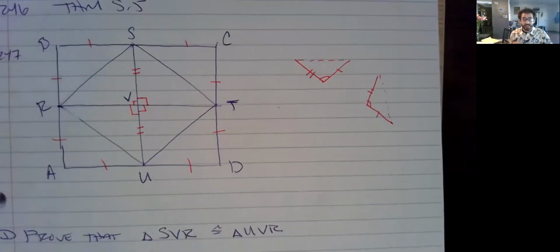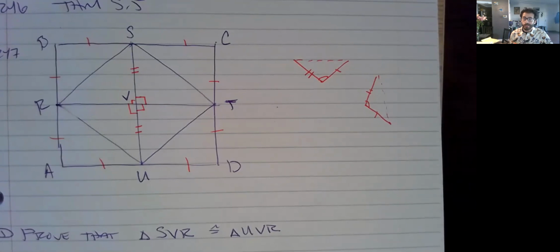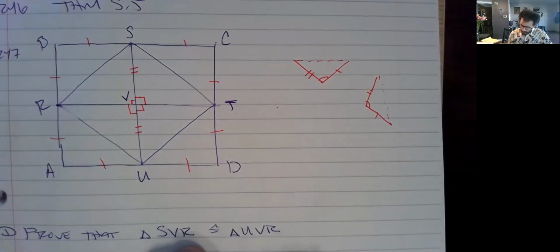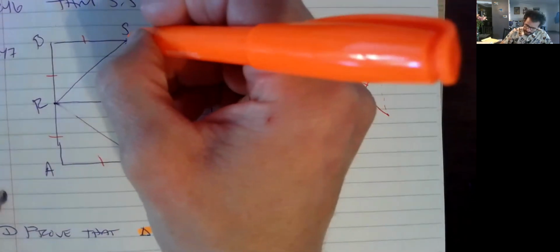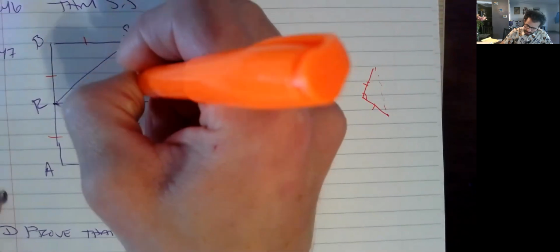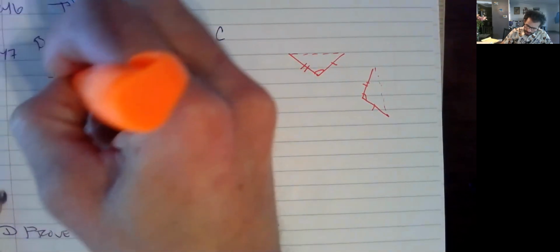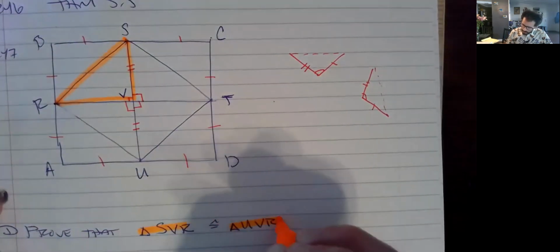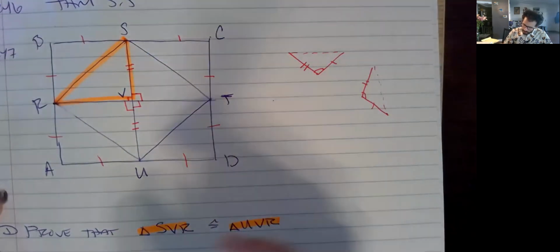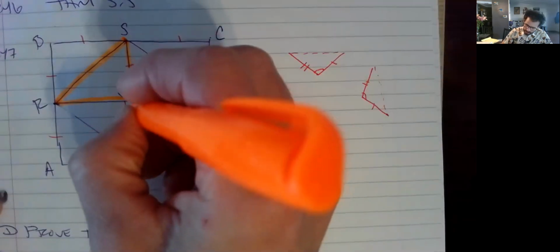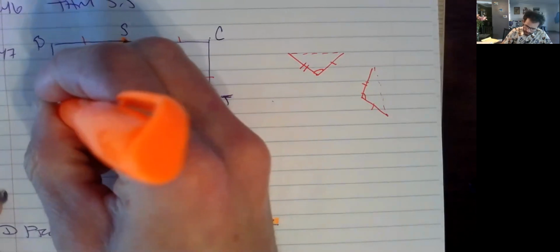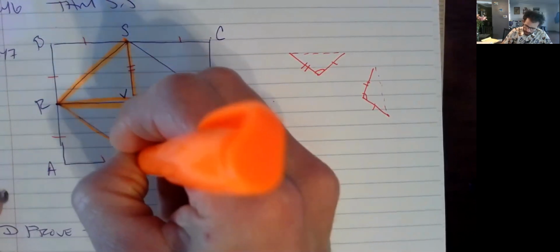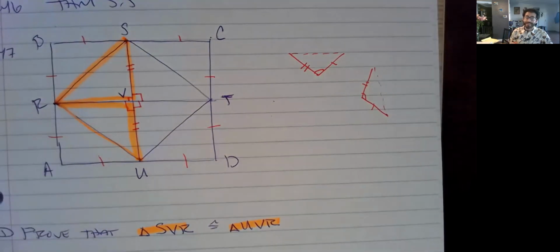Again, if you didn't draw it out, you probably should have paused and rewound, start drawing. Now they want us for number 1 to prove that triangle SVR is congruent to triangle UVR. Okay, so these two triangles, I hope it's okay that I'm using orange for both triangles. We don't know they're congruent yet.